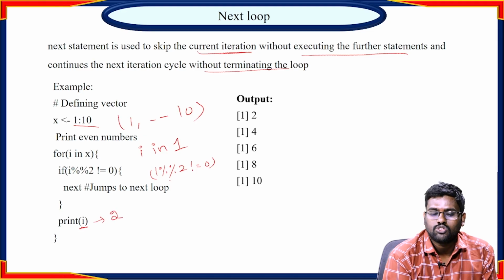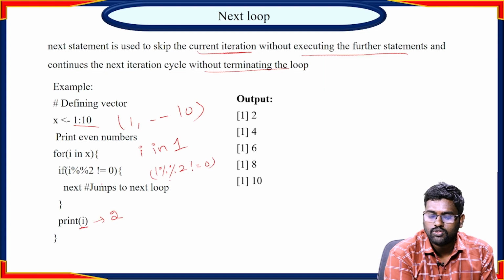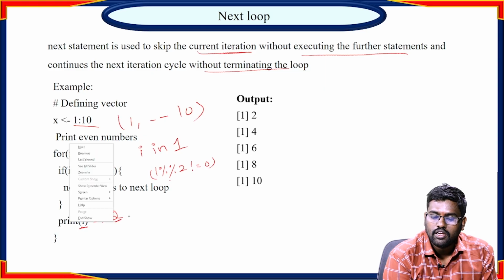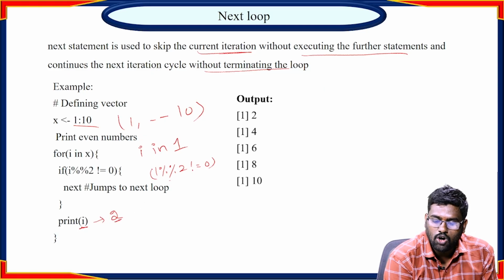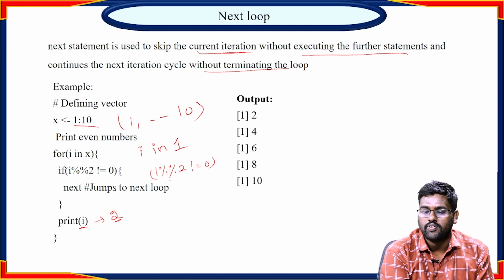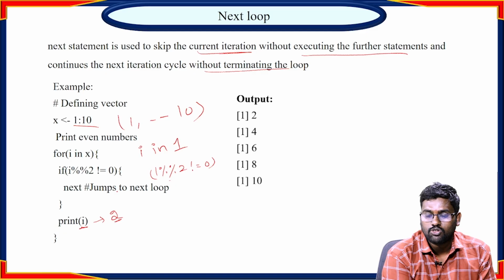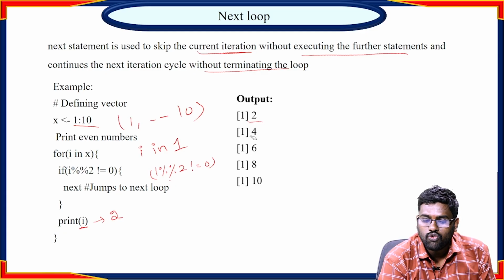So the next value 2 will be printed. Next, if this condition is true, it will jump to the next iteration. So that's why they will move from 1 to 2. Next number 2 will be printed. Like this we have to check 2 modulus 2 not equal to 0. So it failed, so that's why that value is printed. Like this 2, 4, 6, 8, only even numbers will be printed.